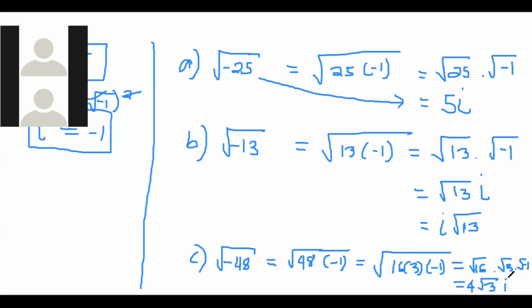Any question? Square root of 16 is equal to 4. Just copy your square root of 3 because we cannot express it anymore or simplify it. And your square root of negative 1 is actually equal to i. So your final answer is this one: 4 square root of 3 i. Okay?